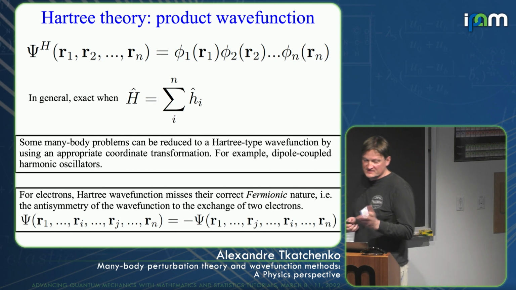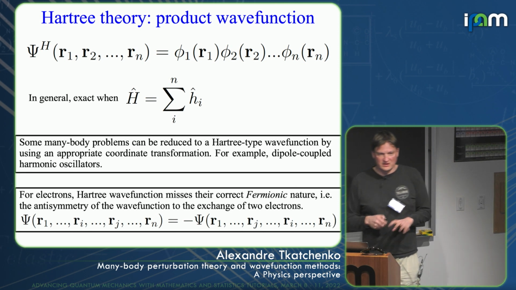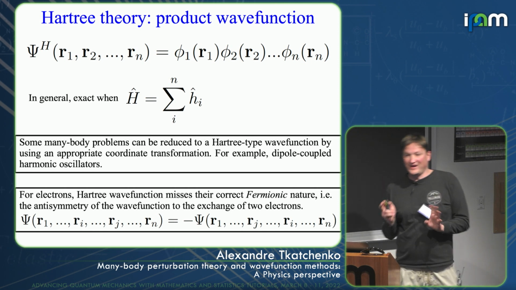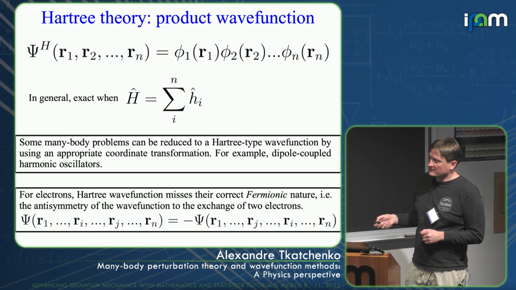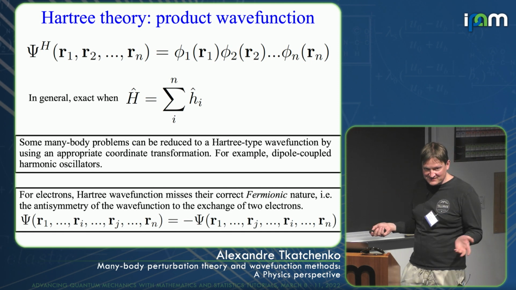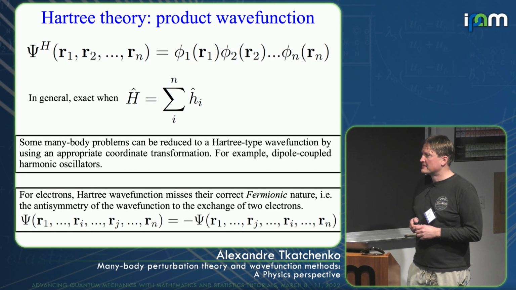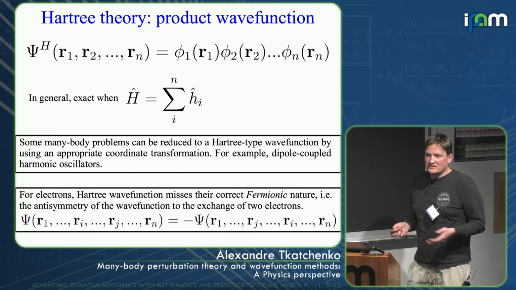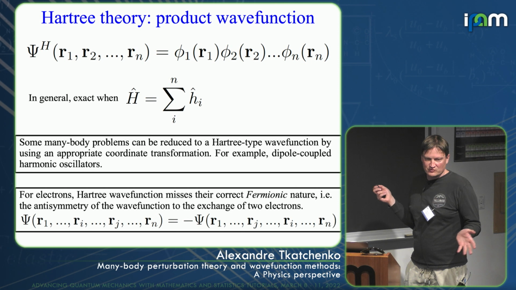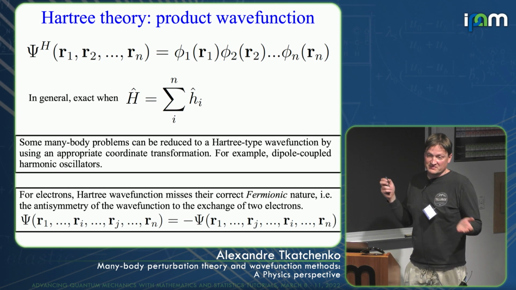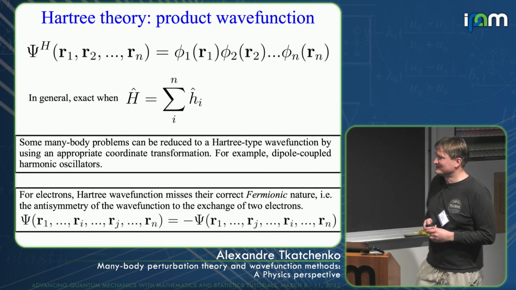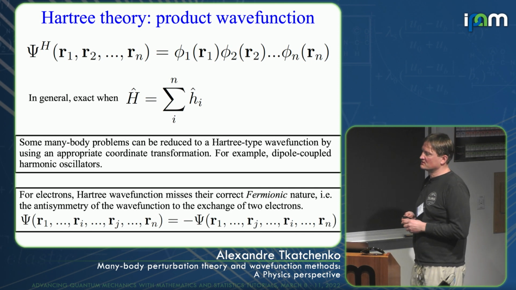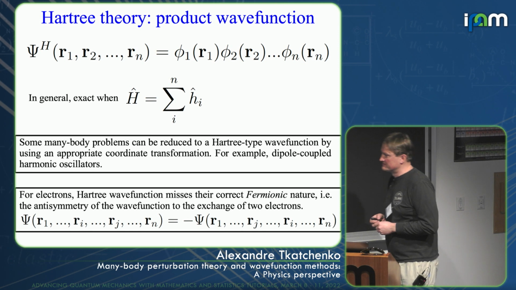So the example of dipole-coupled harmonic oscillators, or in general bilinear Hamiltonians actually, you can always find a coordinate transformation that takes you into this functional form. And that's an exact solution of such a many-body problem. Unfortunately, for electrons, we don't know how to do it. In principle, such a solution might exist for electrons, but we don't know how it looks. So we cannot reduce to a Hartree theory.